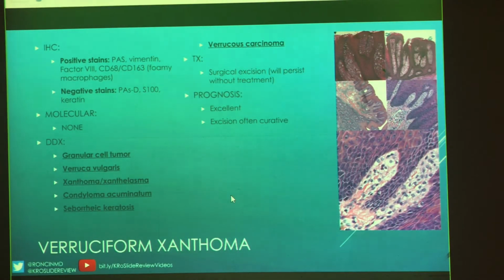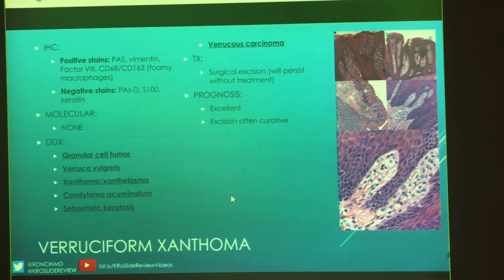Positive stains, okay, so we start getting some different stains. You can look at PAS, Factor 8, CD68, CD163 in your foamy macrophages. Your negative stains will be PASD, S100, and your keratins. There's no molecular to know, again, and your differential includes things like verruca.